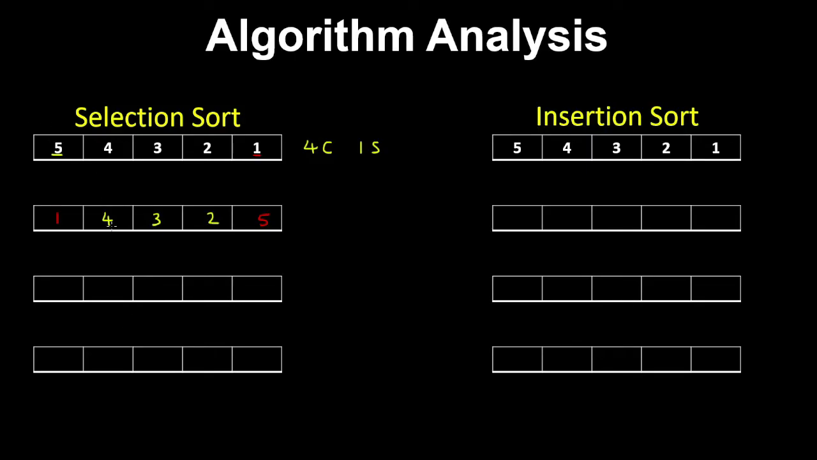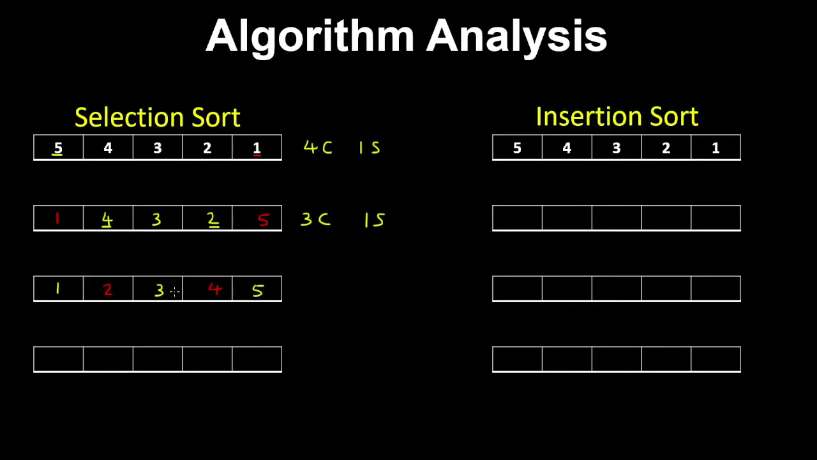And then in the next iteration, we start off with this number and then compare it with the 3 after it. So we have 3 comparisons. And then the smallest number is selected and swapped with our current number. So again, we had one swap.